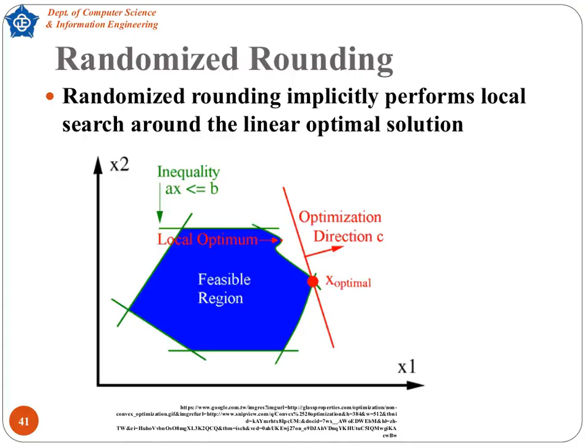Randomized rounding takes that fractional LP solution and gives it a gentle, random nudge to a neighboring integral point inside the blue region. In effect, it performs a local search around the LP optimum, exploring nearby corners and edges in hopes of landing on a high-quality integer solution.